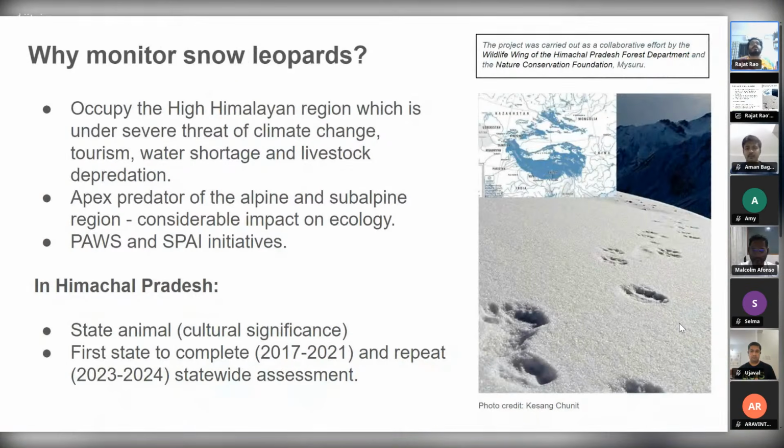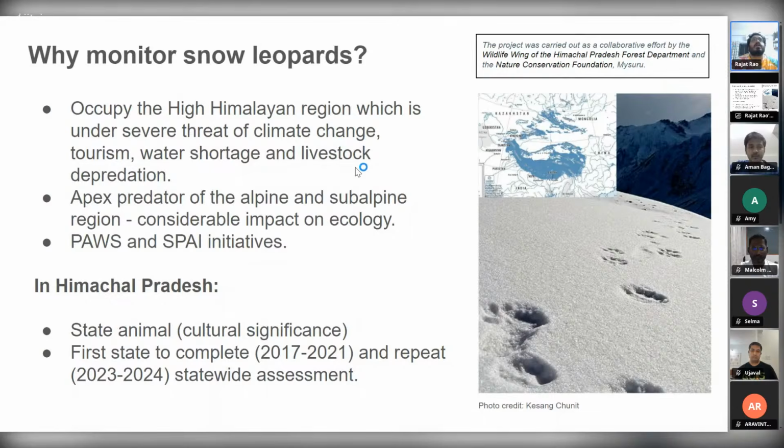So the fundamental question here was why monitor snow leopards, right? First of all, in the higher regions, if you look at the snow leopard range, it covers most of the Himalayan region and the Tibetan plateau, and some of the mountain regions near the Mongolian desert and those regions.